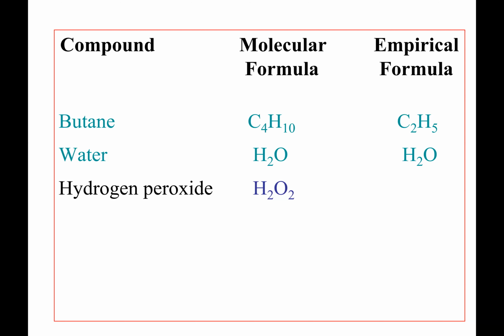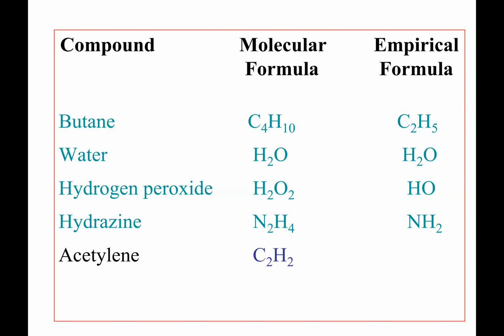Hydrogen peroxide, my favorite one. Hydrazine, we looked at hydrazine. I can divide 2 and 4 by 2 and get 1 and 2. So the empirical formula is NH2. The last 2 are hydrocarbons. I can reduce acetylene to CH, and I can reduce benzene to CH.